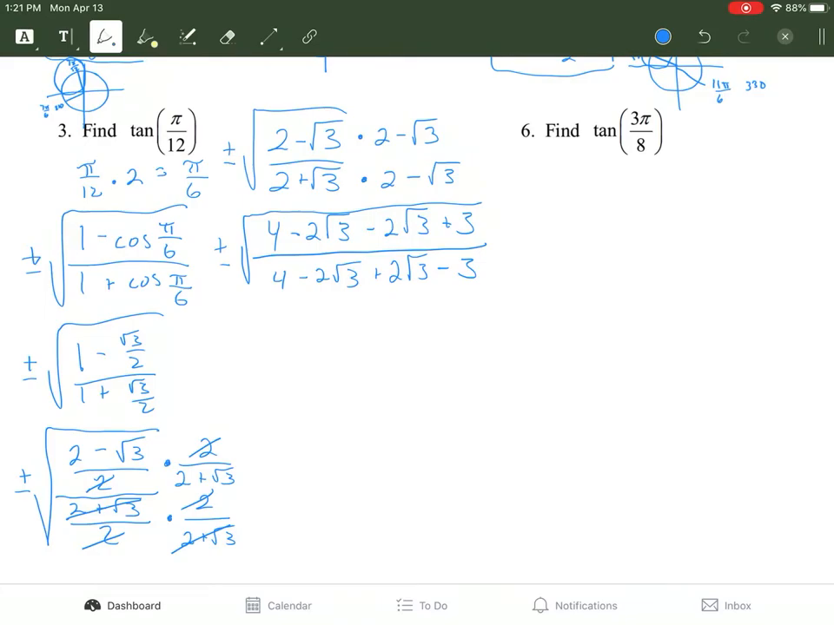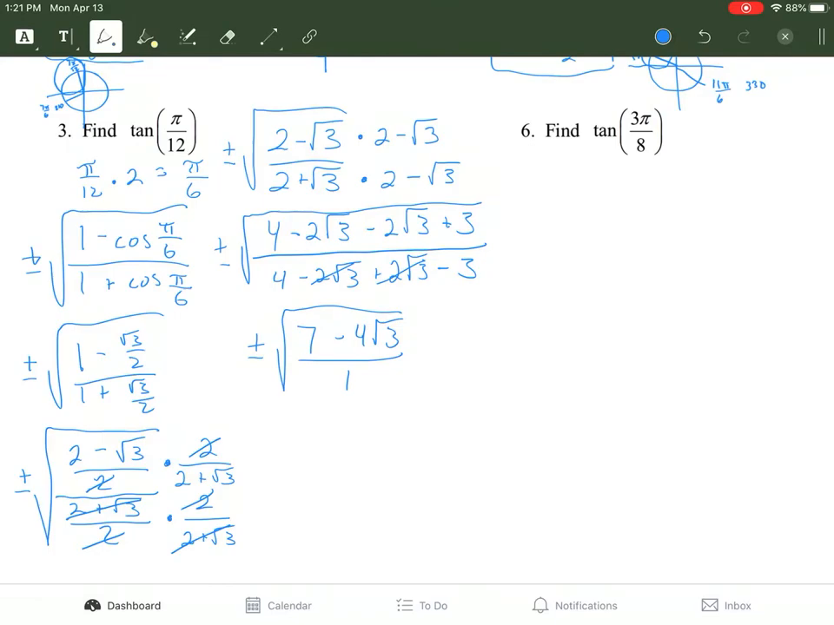So now we combine the like terms that we do have. We have 4 plus 3 on the top, which gives us 7. Negative 2 root 3 minus 2 root 3 is going to be negative 4 root 3. On the bottom of our fraction, these two terms are going to cancel out. That's what the conjugate did. It got rid of our square roots on the bottom of our fraction. And then 4 minus 3 is 1. And we have a big square root with a plus or minus on it.